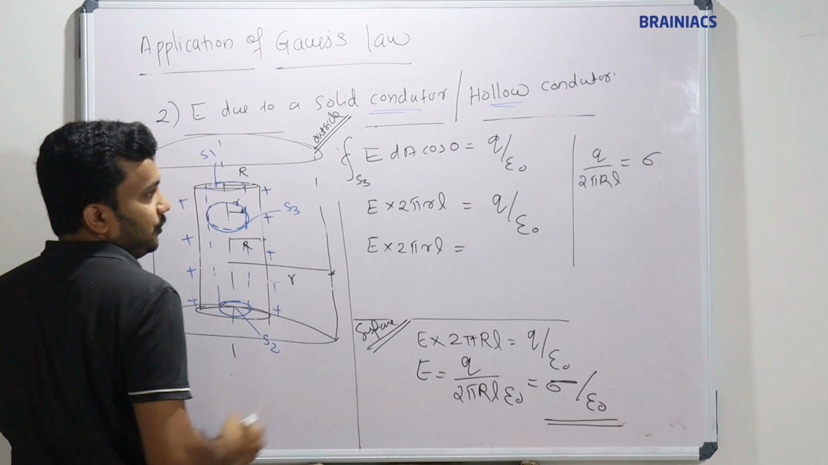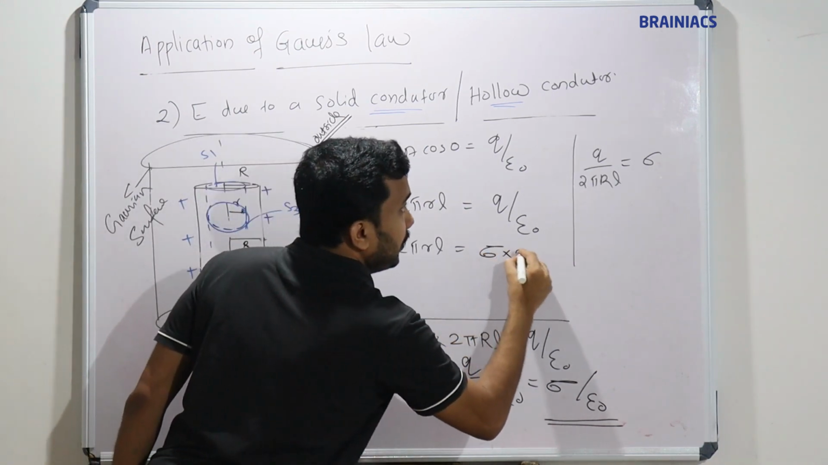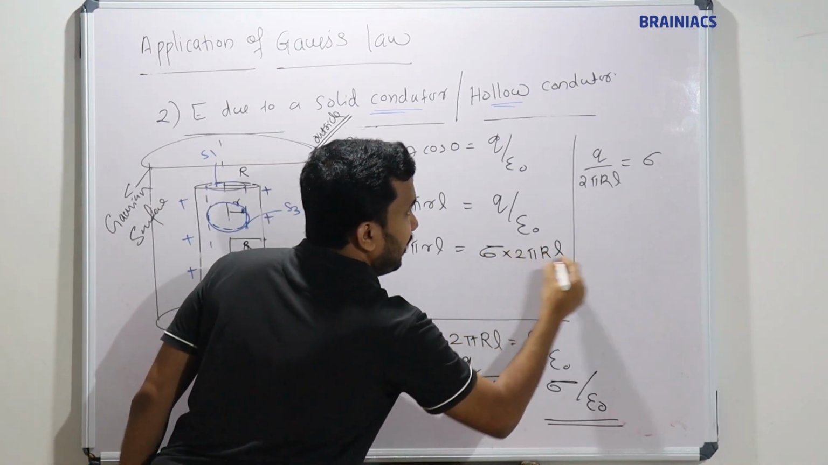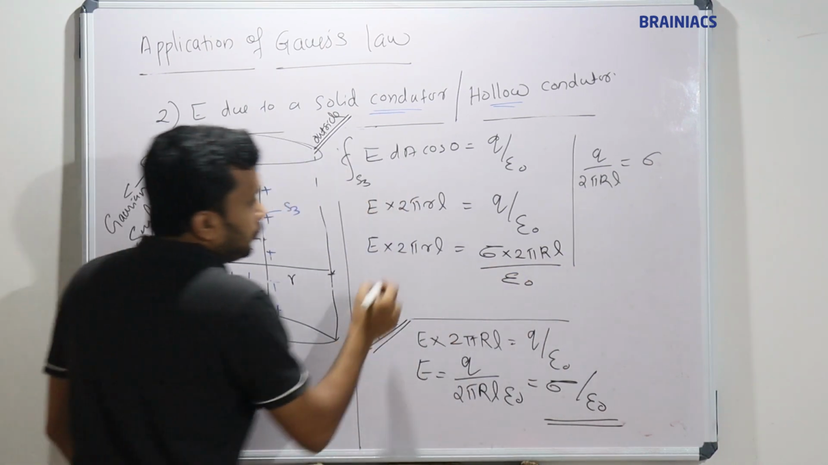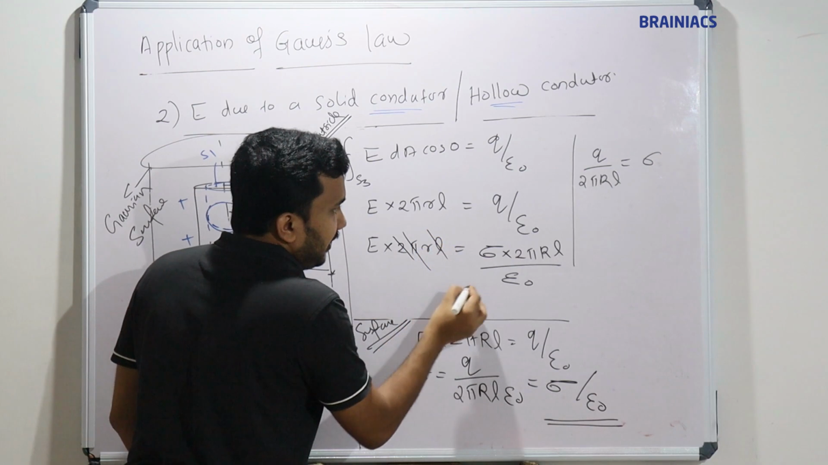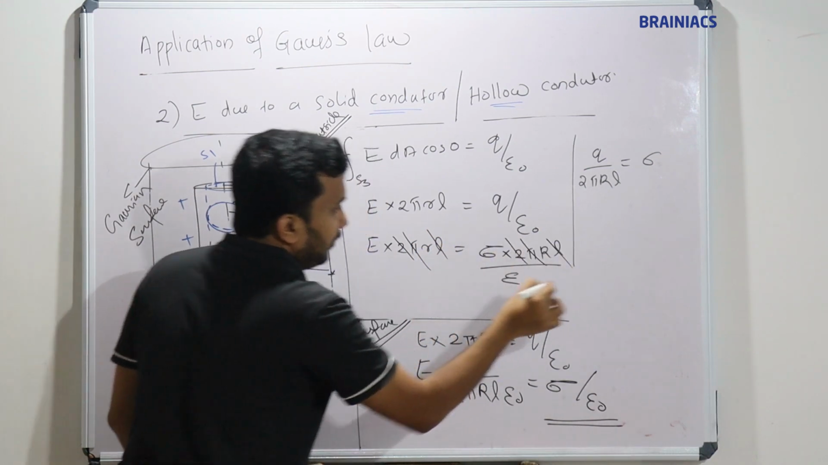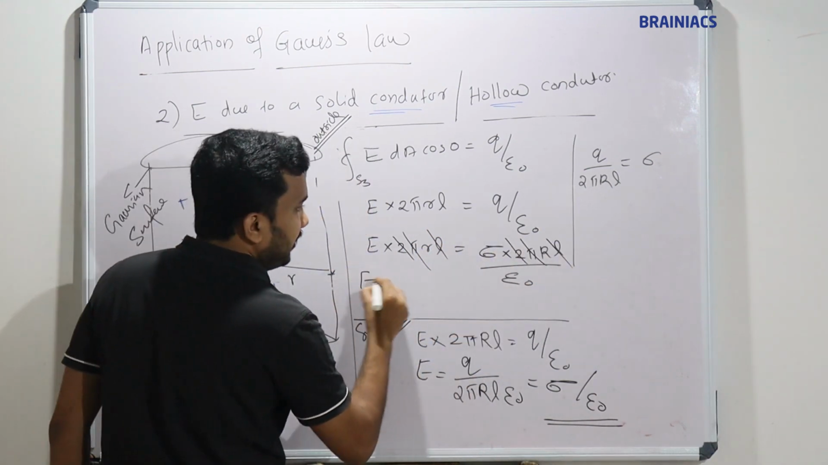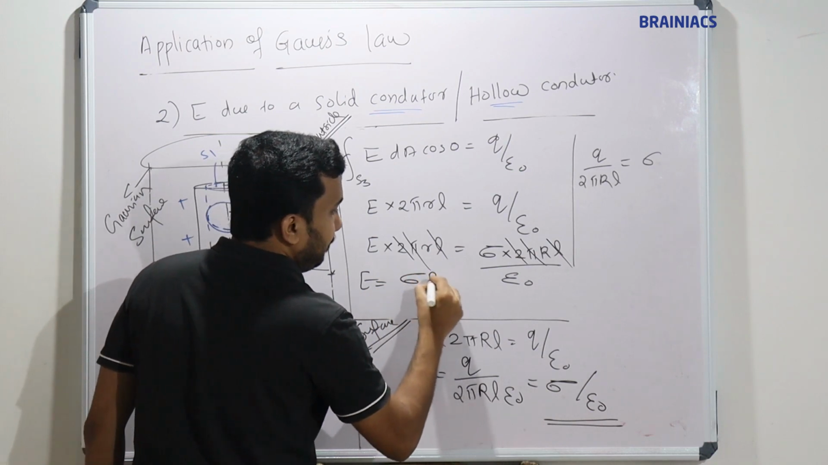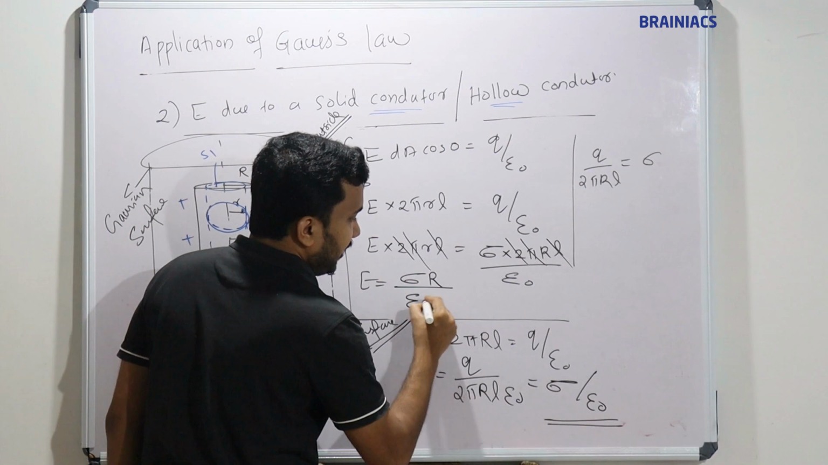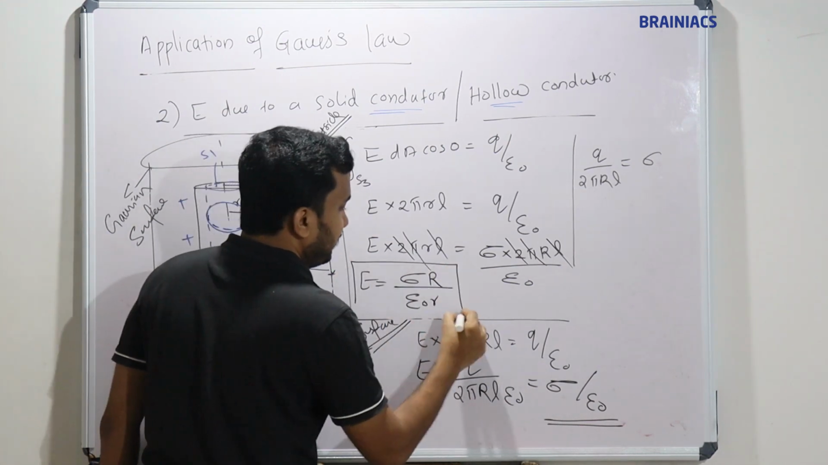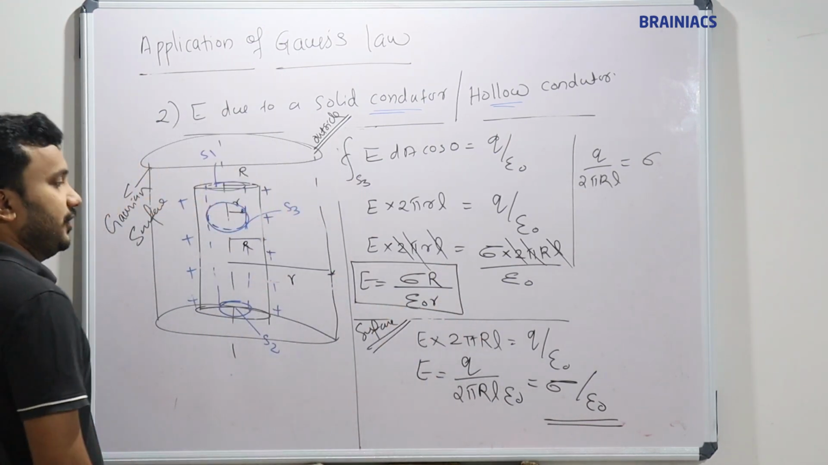For Q I am substituting. What is coming? Sigma into 2 pi times RL divided by epsilon 0. So 2 pi L gets cancelled. So E will be equal to sigma capital R divided by epsilon 0 times small r. This is the electric field intensity at an outside point.